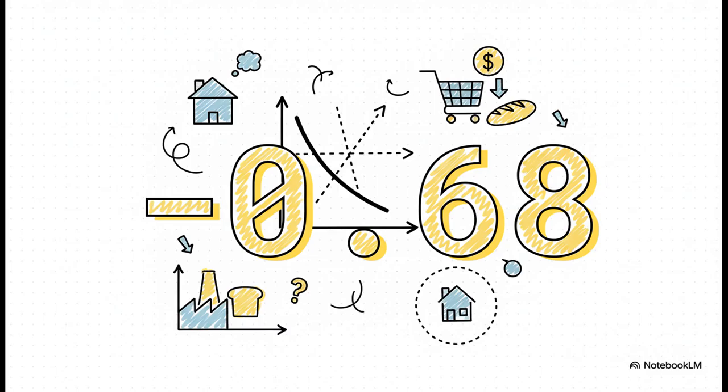Let's make that formula a little more real. The lecture notes walk through an example for gasoline, where a price increase from $3.60 to $4.20 causes people to buy a little bit less. When you plug all those numbers into that arc formula, this is what you get: negative 0.68.